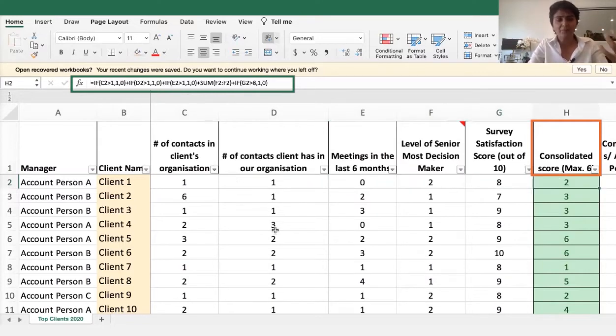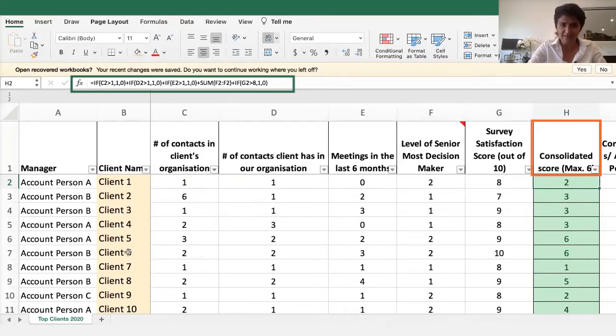Now, as each account is being mapped, we can see, okay, fine, in this case, organization ABC only has one contact in the client's business, and the client also knows just one person in organization ABC, which means they get 0 points here, 0 points here, and meetings in the last 6 months, they've not had any meetings, which is again 0 points. But the contact which we have is at the highest level, so number 2, because that's the senior most level. And in this case, the business was rated as 8. So again, they get 0 points here, which means they only get the score for this, which is 2 points, right? So you do this exercise for each account.